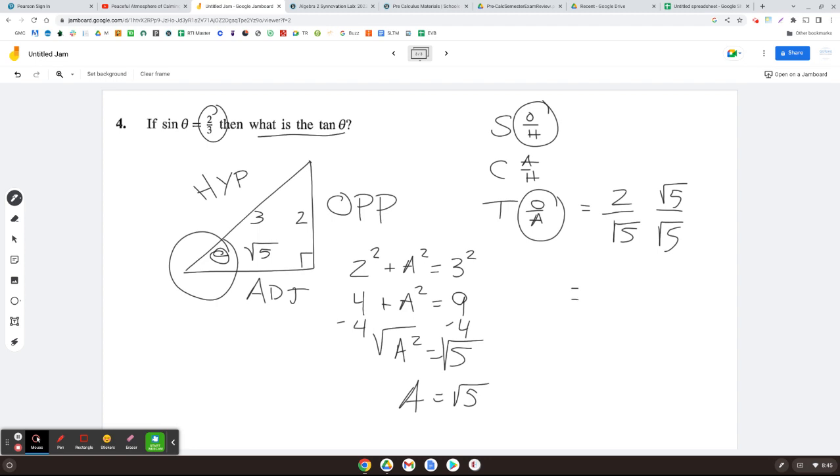So what do you have on top? 2 radical 5. Radical 5 times radical 5 is 5. That's right. So that's the best way to write the answer, but that's an okay way to write the answer as well. Does that help? Yes. All right, boom.